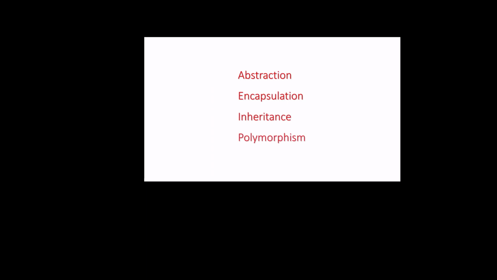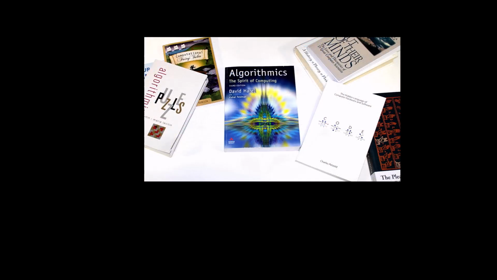The four fundamental concepts of object-oriented programming are abstraction, encapsulation, inheritance, and polymorphism. Before considering what they mean, first consider what is an object. An object is a thing from the real world. It could be a car, a boat, or a book.